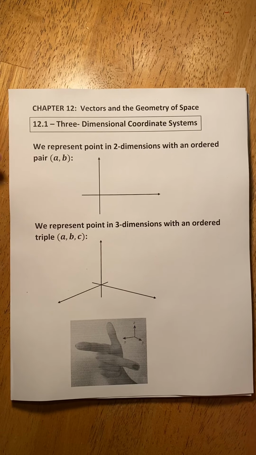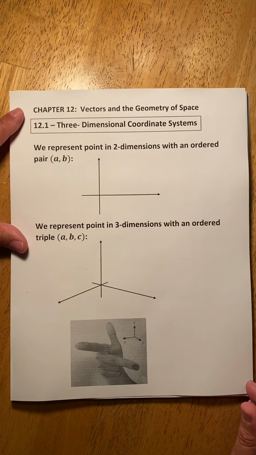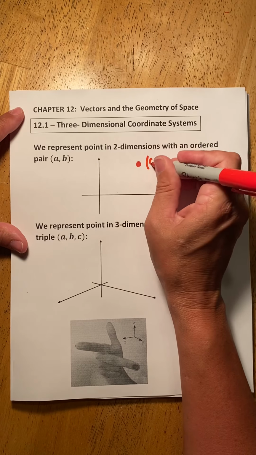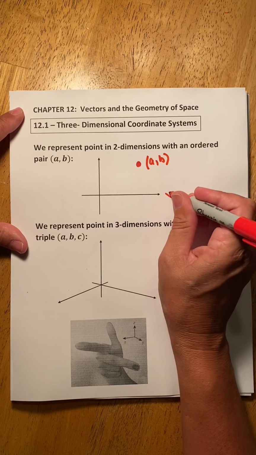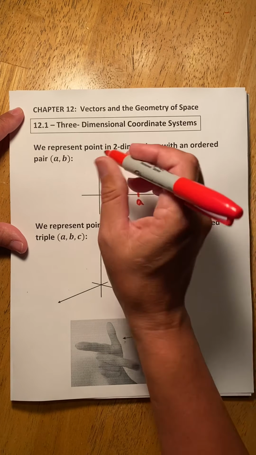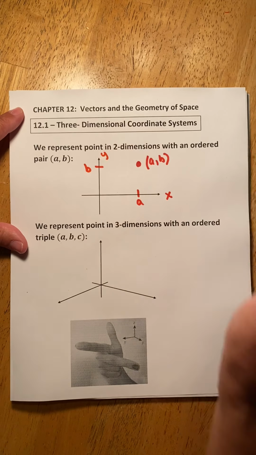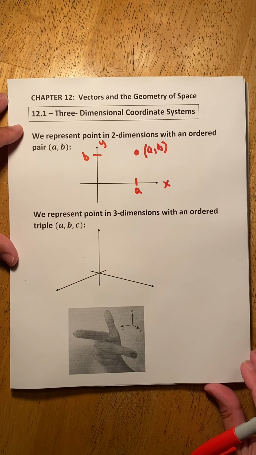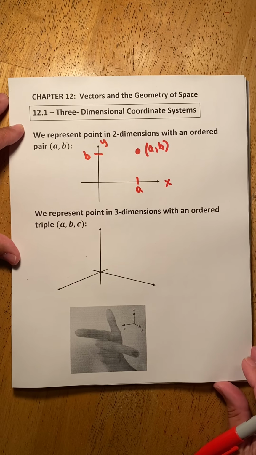As a friendly reminder, in 2 dimensions, we represent a point with an ordered pair. So if we have the point (a, b), that means we went over a units on the x-axis, and we went up b units on the y-axis. Well, in 3 dimensions, we use ordered triples. So now here's where things get a little crazy.